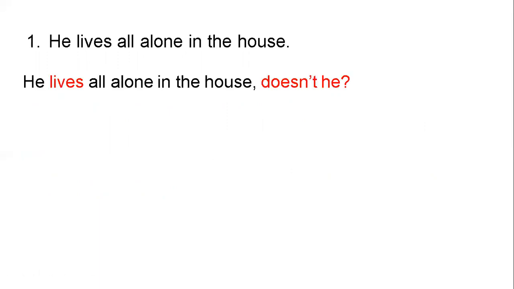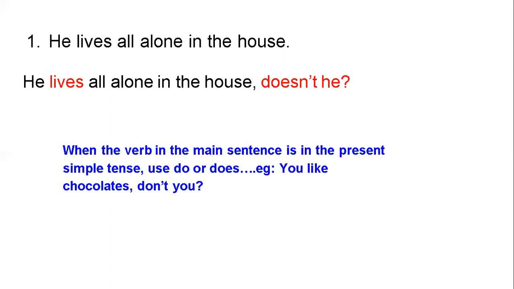Well, your answer should be, he lives all alone in the house, doesn't he? Now, why are we using doesn't? Do you remember? Here's the rule that I spoke about a little while ago. When the verb in the main sentence is in the present simple tense, use do or does. And I had given you this example: you like chocolates, don't you?